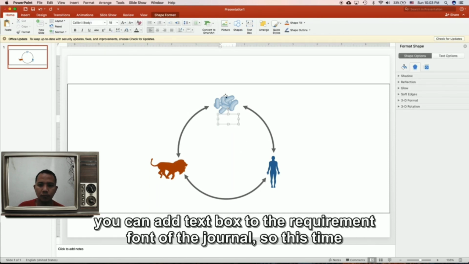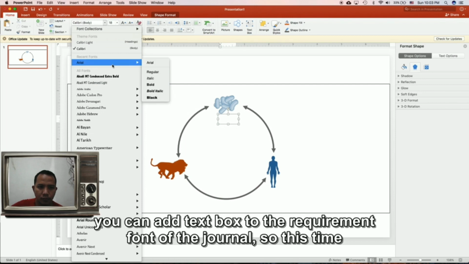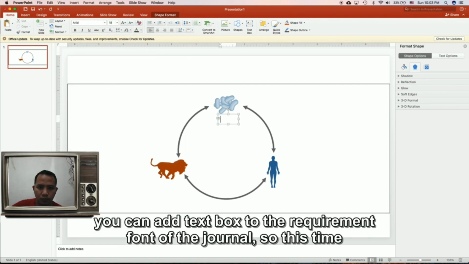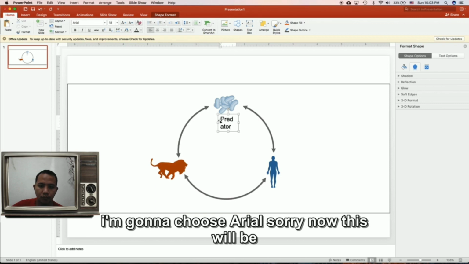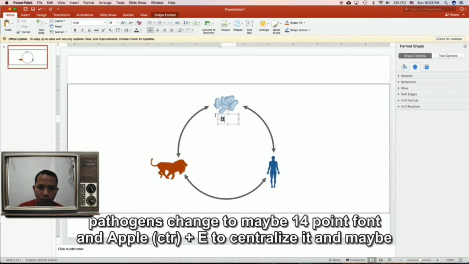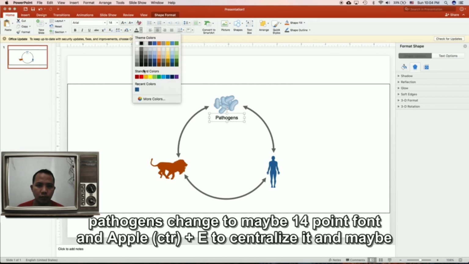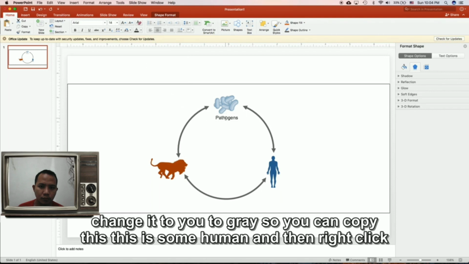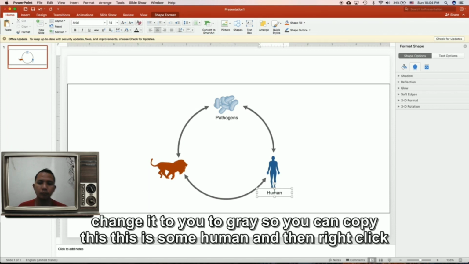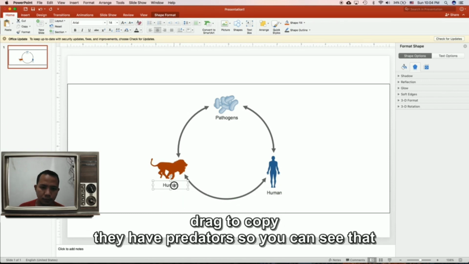And now you can add a text box according to the font requirement of the journal. So this time, sorry, this will be pathogens. And change to maybe 14 point font, and I press E to centralize it. And maybe change it to gray. So you can copy this, this is human, and then right click, drag to copy.